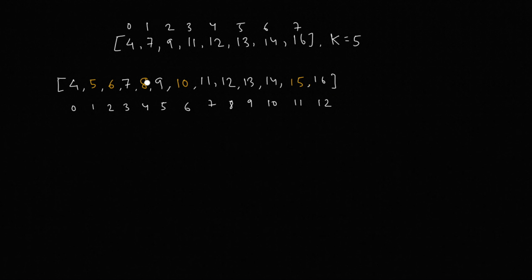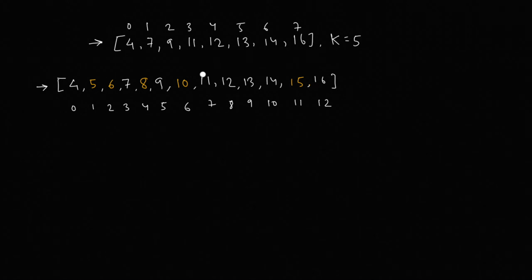In this example, all these numbers that are marked in yellow are the missing ones, and we're looking for the fifth missing element, which in this case would be 15. 1, 2, 3, 4, and 5. So this is the input that we have been given, and this is what the expected array should look like if there were no numbers missing.